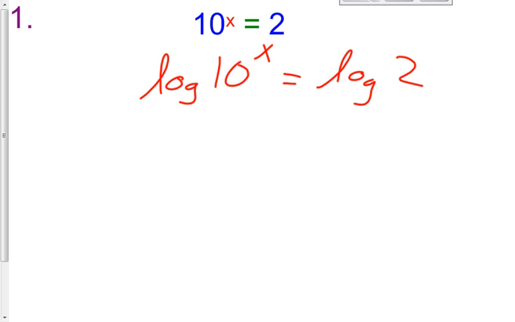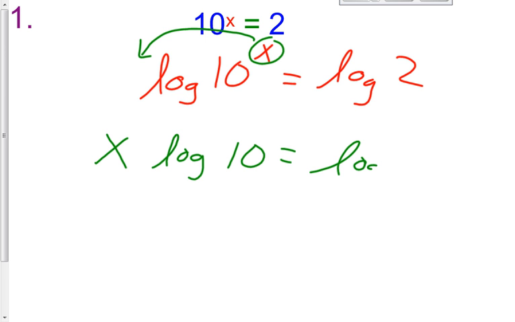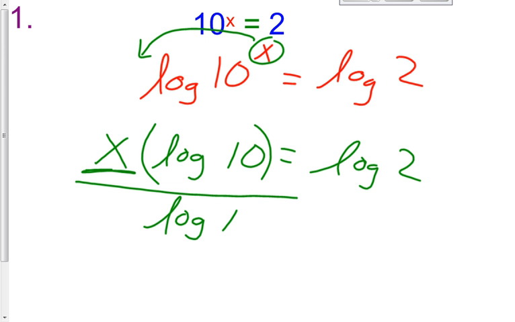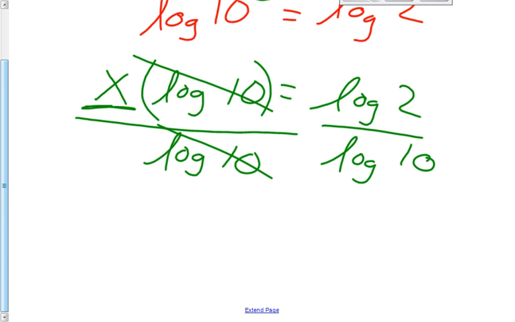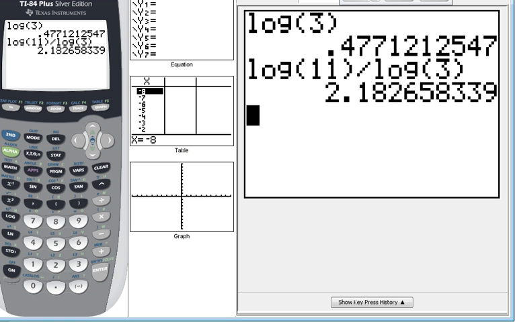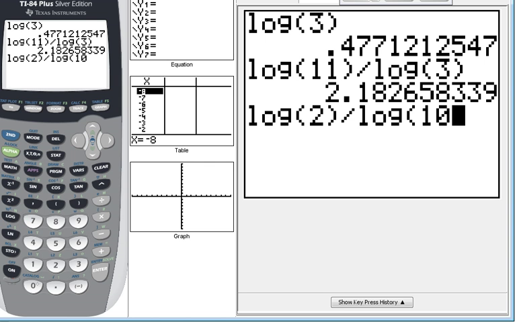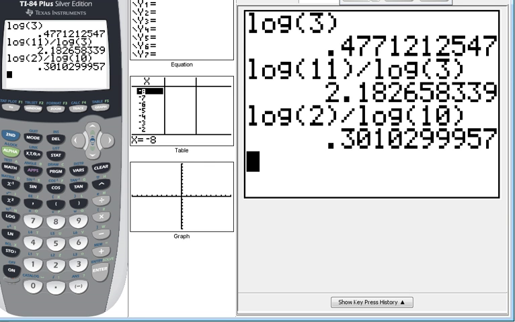So now I'm going to use my power property. You're going to use this one a lot today. This is going to come forward. So it's going to be x multiplied by log of 10 equals the log of 2. I want to get x all by itself. So I'm going to divide both sides by log 10. So now I successfully have x all by itself on the left. On the right, I have log 2 divided by log 10. And what is my answer? My answer is 0.3010.